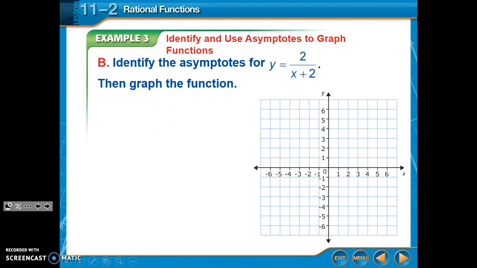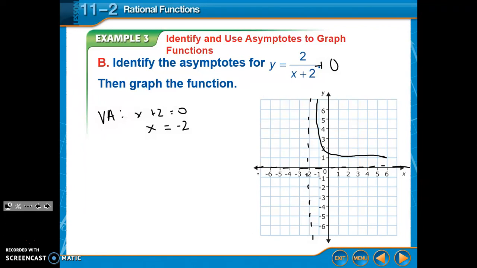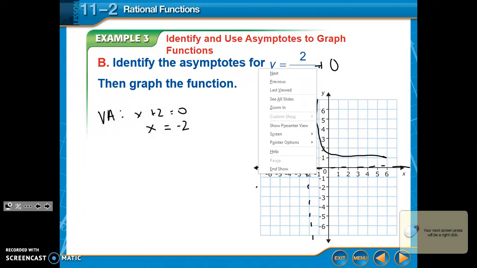Okay, so if I want to identify the asymptotes for this and then graph it, remember my vertical asymptote is when the denominator is equal to 0. So I'm going to do x plus 2 equals 0 and solve for x. I do -2 and I get x equals -2. So at -2 is a vertical asymptote, means it goes up and down. So that's going to be here. Okay, and then I want to find a horizontal asymptote. I'm not adding anything, so I can think of it as if I'm adding 0. So it means my horizontal asymptote is at 0. So my graph is going to go here and here. Oops.